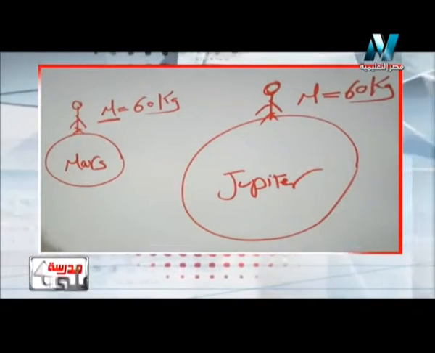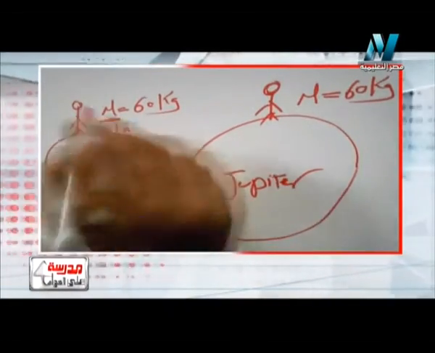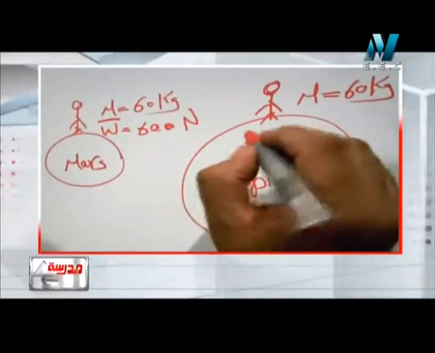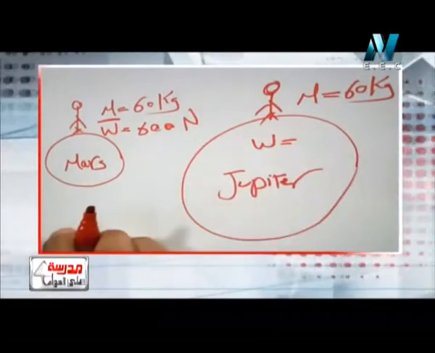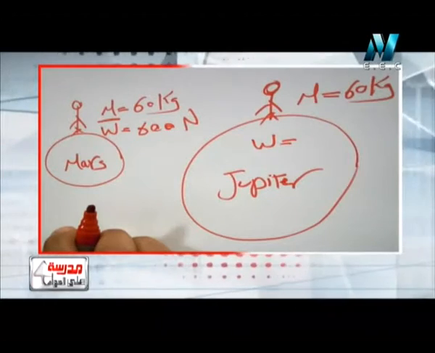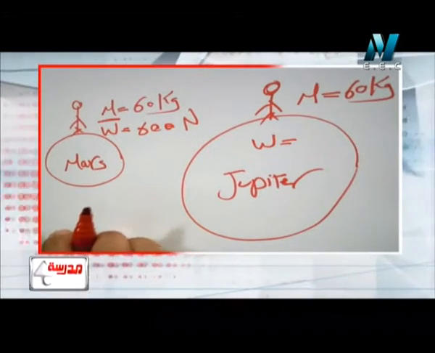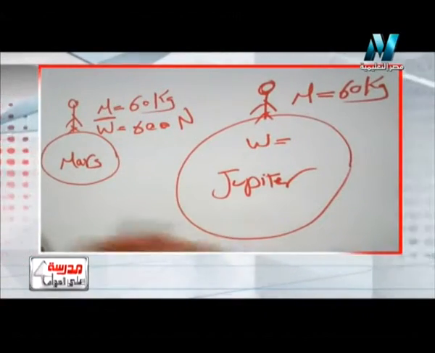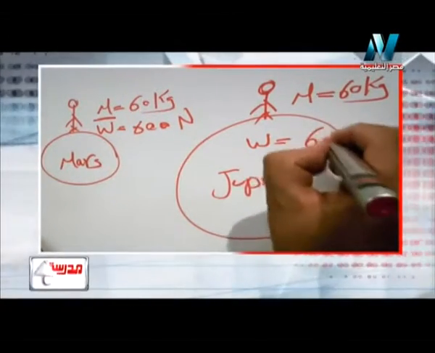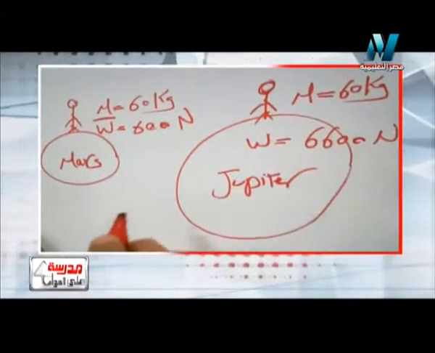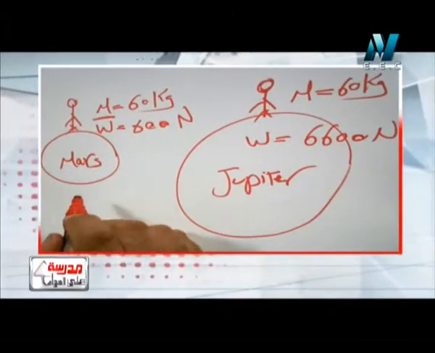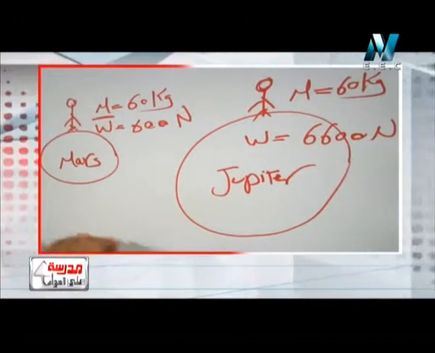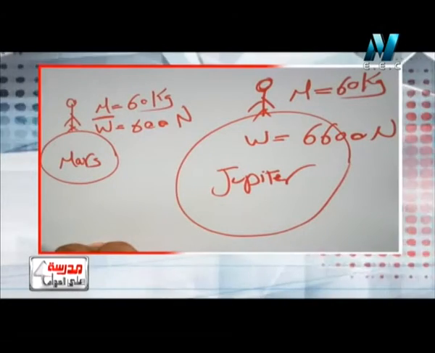If the weight here equals, for example, 600 Newton, what do you expect your weight to be on Jupiter? Change or not? The weight will change definitely. Increase or decrease? It will increase, 11 times, so it will be like 6,600 compared to Earth. But not compared to Mars. Mars and Venus are called the twins of the Earth. So is the gravity the same?